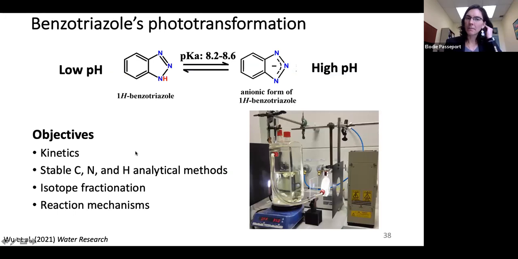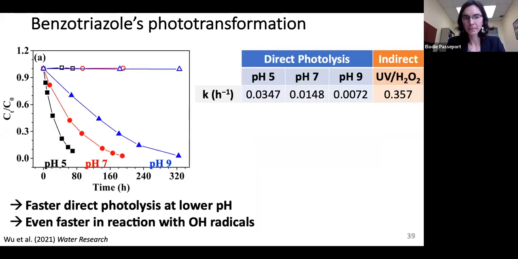So here we looked at the kinetics, this isotope fractionation reaction mechanisms for benzotriazole aqueous phototransformation. And we did this at different pH. Why? Because as I said earlier, benzotriazole has a pKa at around 8.2, 8.6, so kind of around neutral. So at low pH, it's protonated here, but at high pH, this triazole ring bears an anionic negative charge, and that can affect its phototransformation.